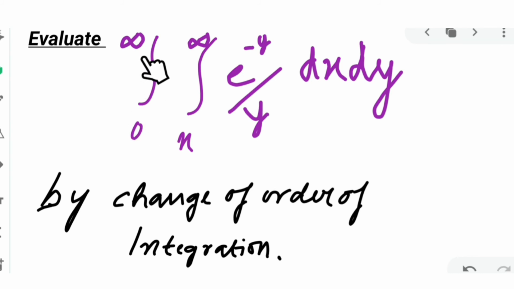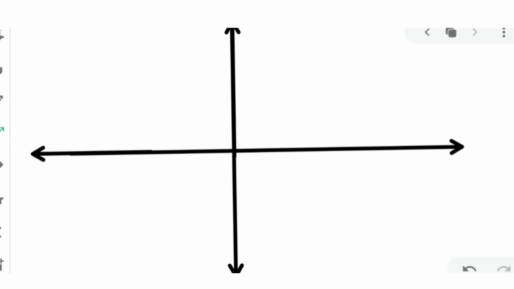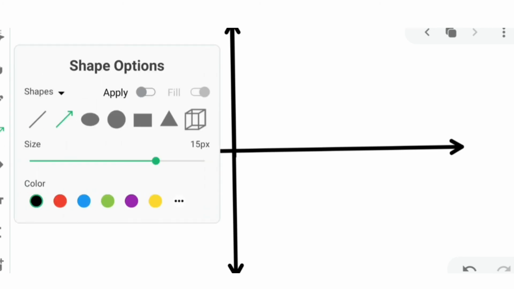So now we will be plotting the graph and the curves in the next slide. So we have this equation y equals x, which is the equation of a straight line, passing through the origin, making a 45 degree angle with the x-axis. So let's draw it.